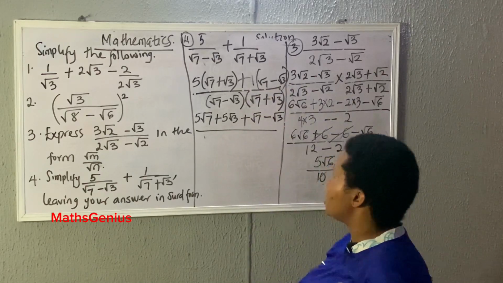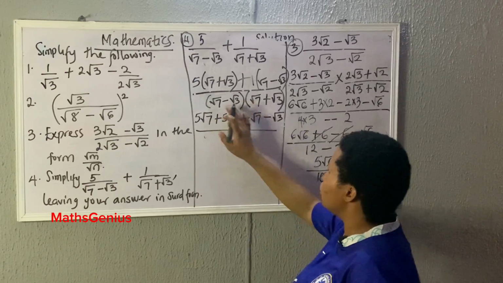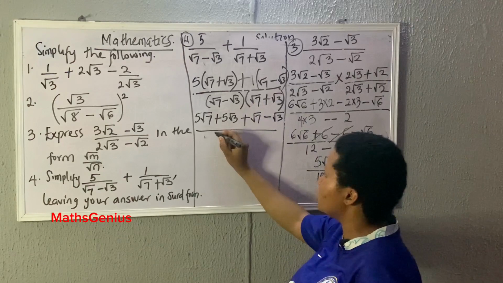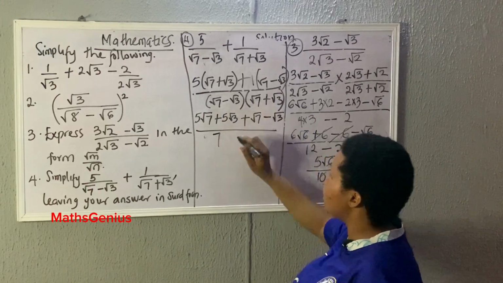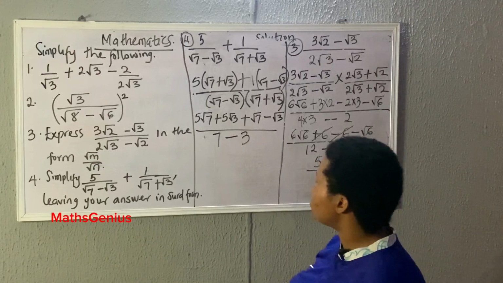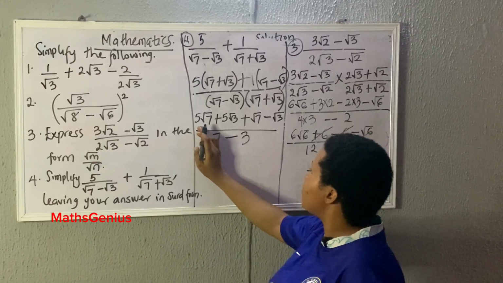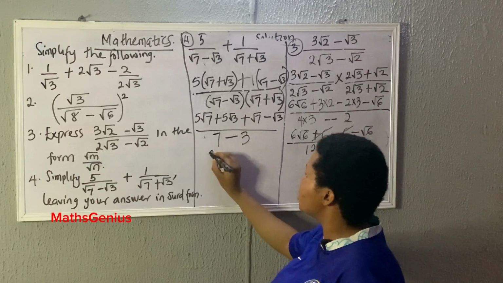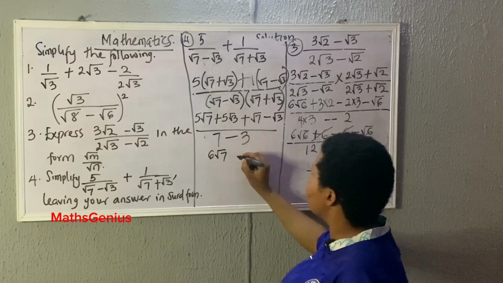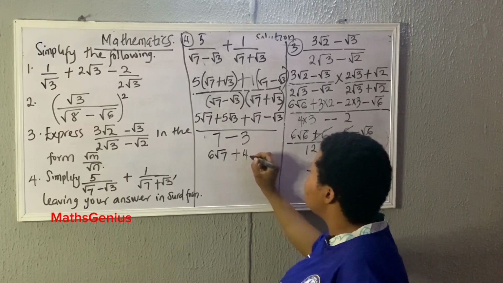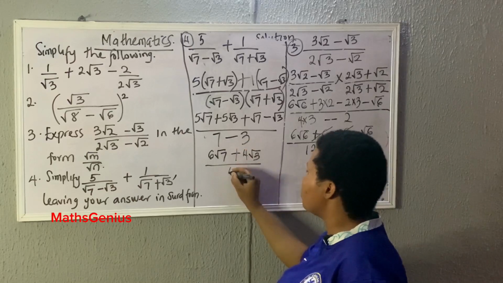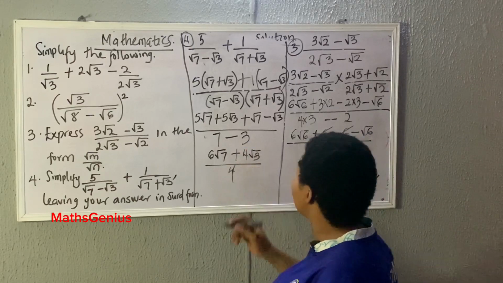Then the denominator, now let's open the bracket. Since they are conjugates of each other, this is minus, this is plus, so we can solve directly. Root 7 times root 7 will give us 7. Minus times plus is minus. Root 3 times root 3 is 3. So from there we have 5 root 7 plus root 7 will give us 6 root 7. 5 root 3 minus root 3 will give us 4 root 3, over 7 minus 3, that will give us 4.